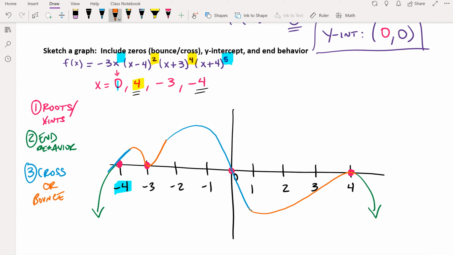Odd means cross, even means bounce. Do you see how we bounced? Bounce here, and it's because of the exponent that was on the factor that the root came from. Okay, cool. Let's get some practice in.